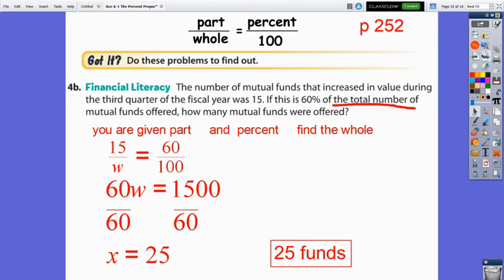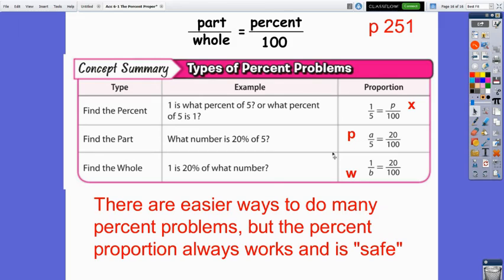All right, so again, there's three types of problems here: finding the percent, finding the part, or finding the whole. And there are easier ways to do a lot of these percent problems in all different types. We will look at those ways in the coming days. But this way is the one that will always work. No matter how weird the numbers are or whatever, use the percent proportion and you can find the part, the whole, or the percent when you're given the other two numbers.